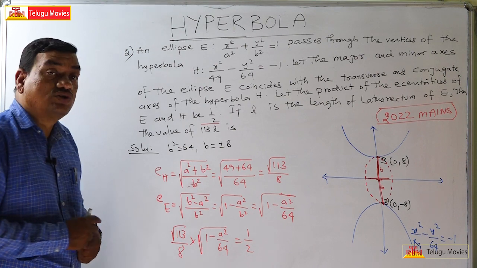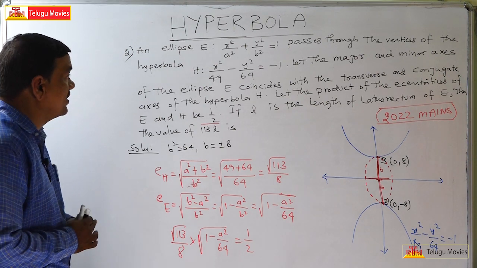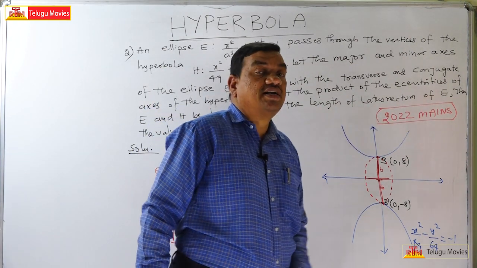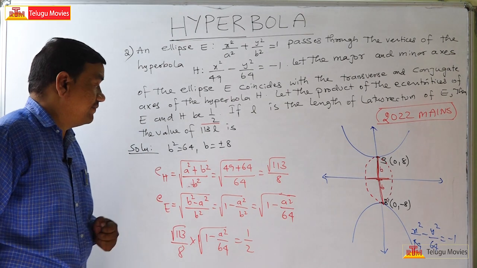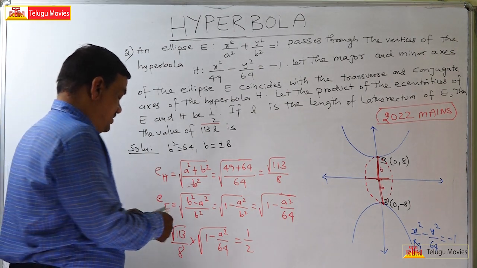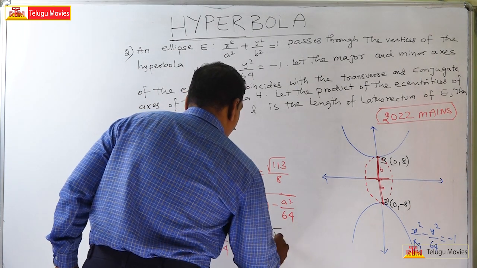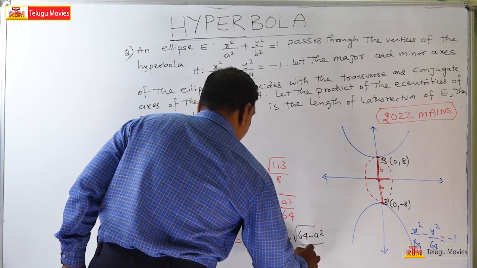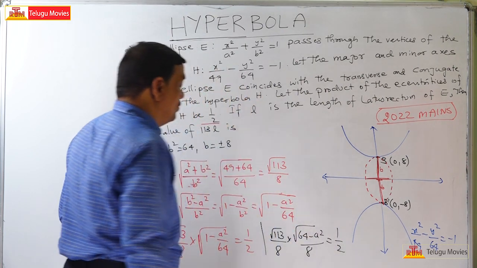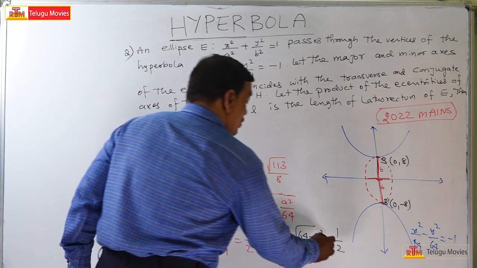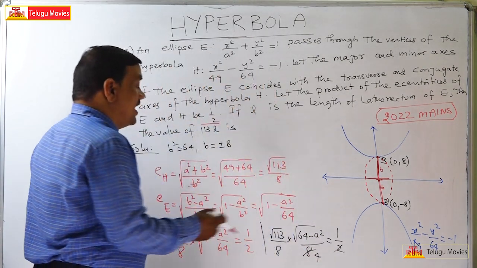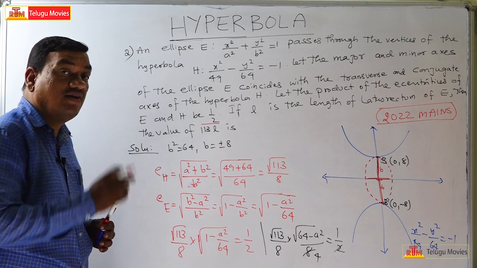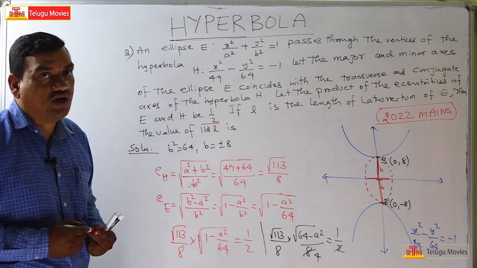Now from this try to solve the a square value, so that after getting a square value and b square value, we can find out the length of the latus rectum of the ellipse, that is 2a square by b. So now how to find out? So this is given as, we can solve it, root 113 by 8 into root of 64 minus a square by 8 is equal to 1 by 2. Okay now. So we can cancel here. 2 1s are 2, 4 8s are 32. So take all the terms to the right hand side and find the value of a square. Okay now. So let us continue the solution.